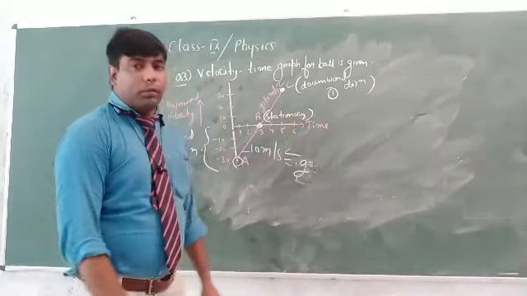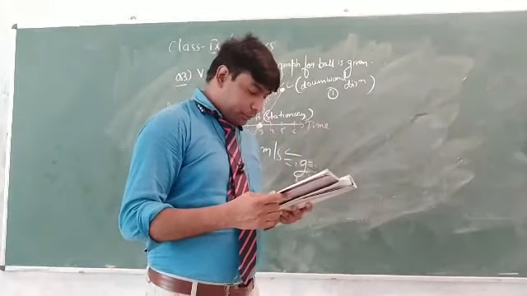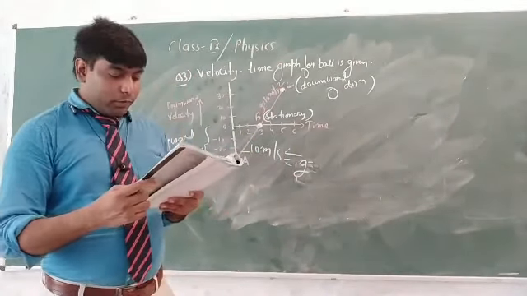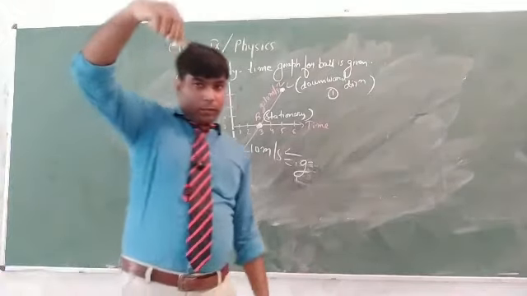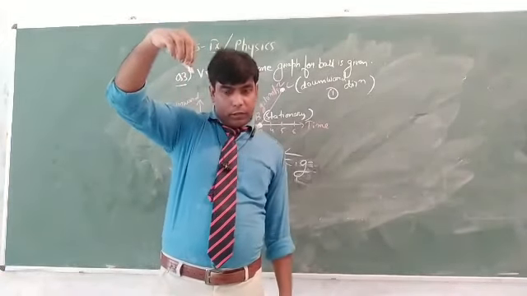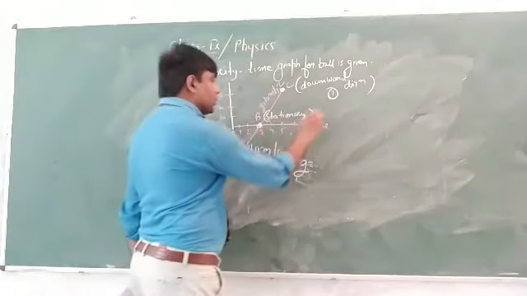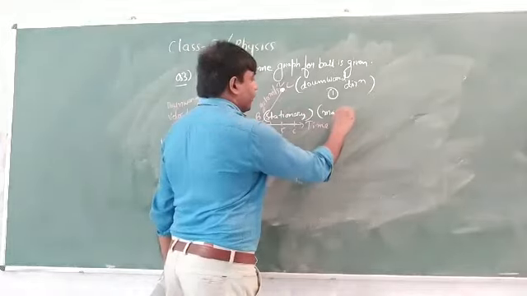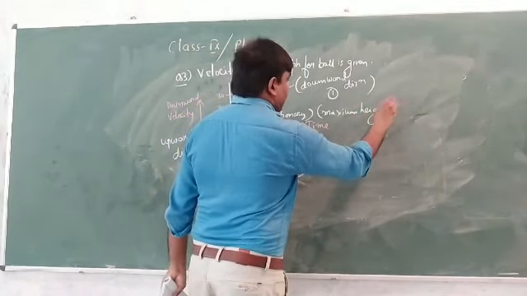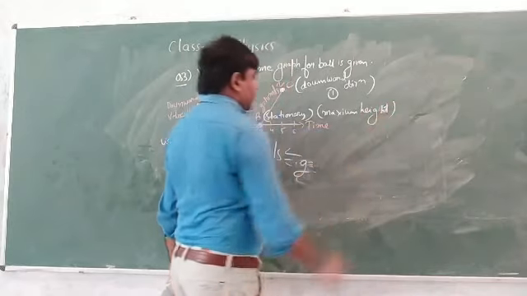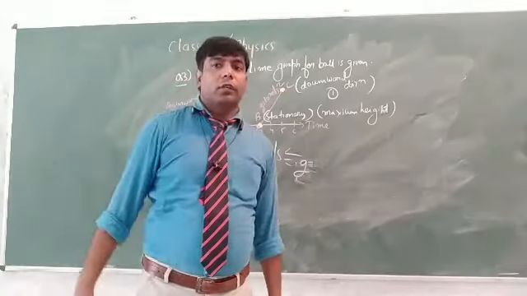At B position, the ball will be stationary, that is at rest. At which position is the ball at its maximum height? Maximum height will be the position where velocity is 0, that is the stationary position. So at B position, height will be maximum and also its velocity will be 0.